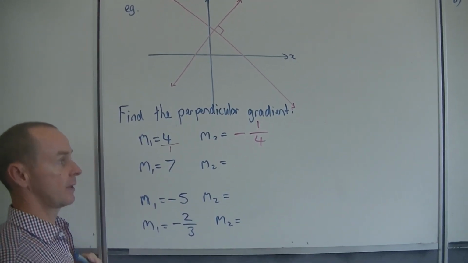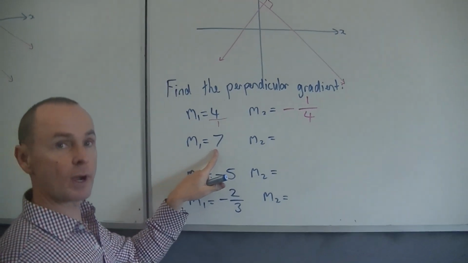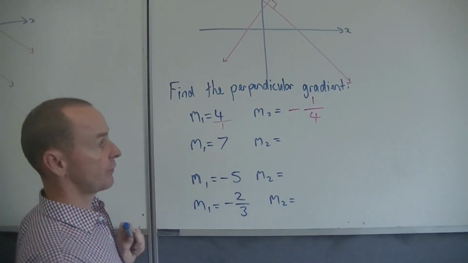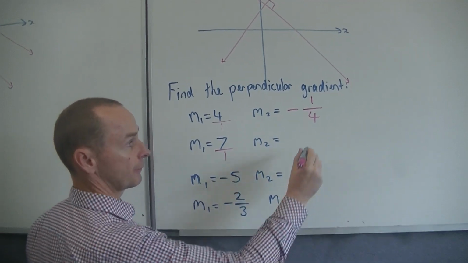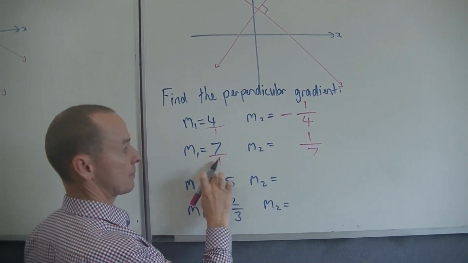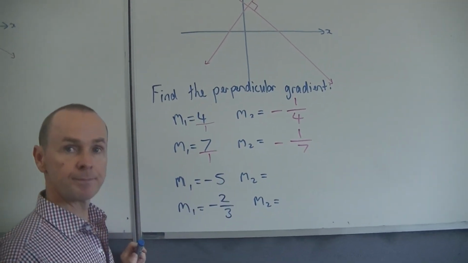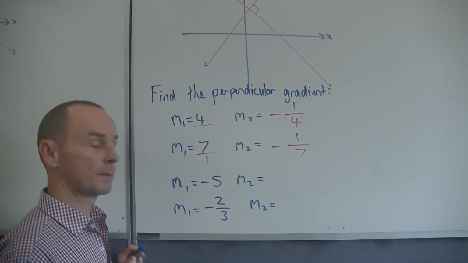So you do two things. Let's do the next one. The first gradient is 7. First thing is, that's 7 over 1. So you flip it, you make it 1 over 7, and that's a positive, so you make it a negative. It's as easy as that.